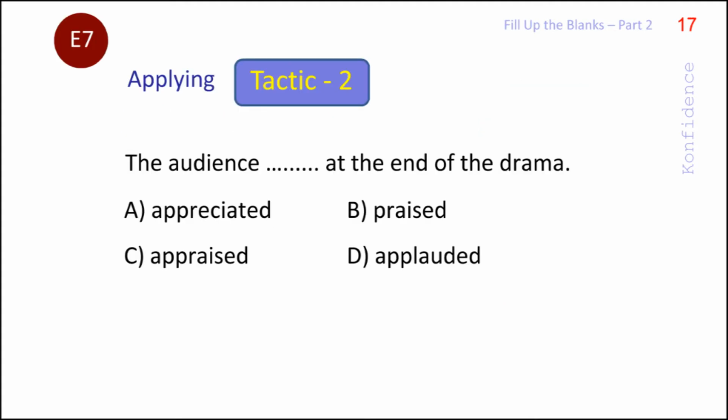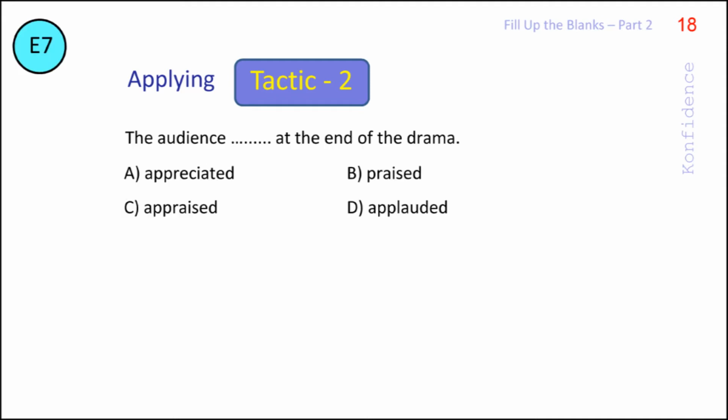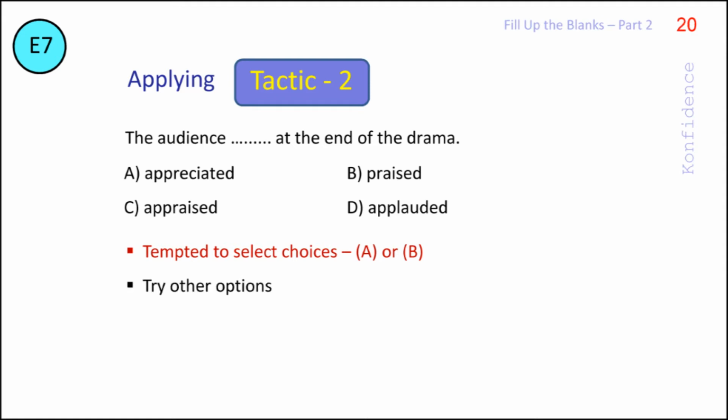See the example given in the slide. The sentence is very simple. The audience did something at the end of the drama. What was it? We may be tempted to select choices A or B. But do not make up your mind. Try other options also. Option C, appraised, means fixed a price for. This word does not make any sense to the sentence. So option C cannot be the answer.